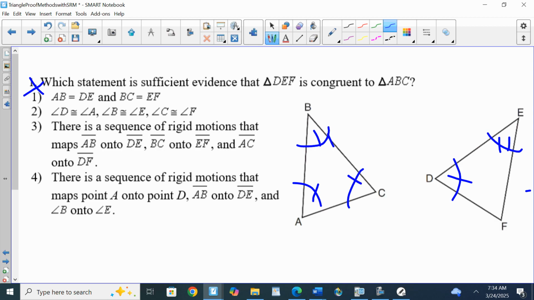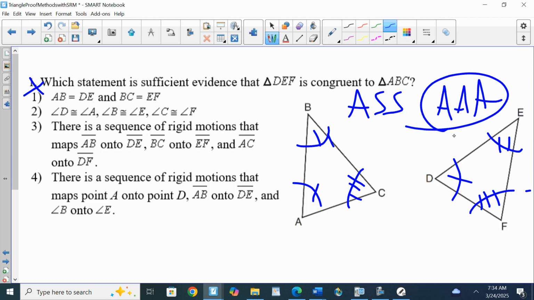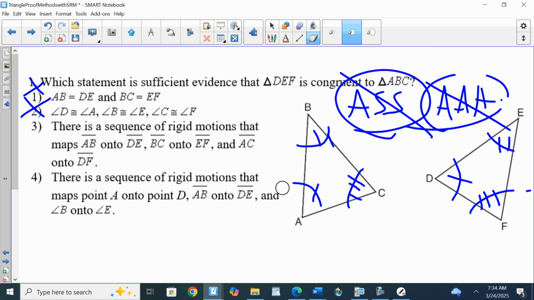Choice 2, angle D is congruent to angle A, B and E, C and F. There are only 2 combinations of 3 things that don't work, S and A. And this is A, my friends. S and A do not work. Again, the only way that ASS works is if it is a right triangle, in which case it's HL. AAA does not work. It makes similar triangles, but not congruent triangles.